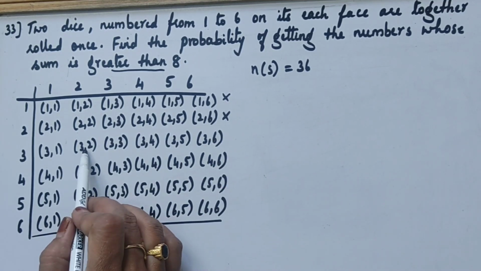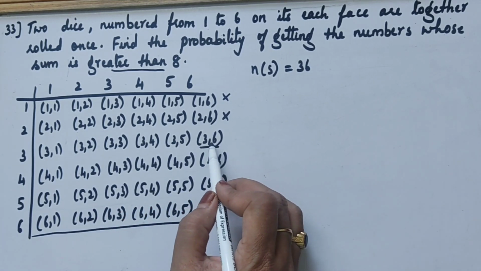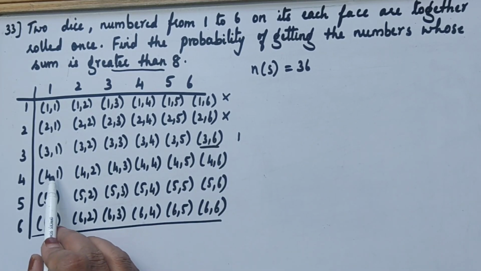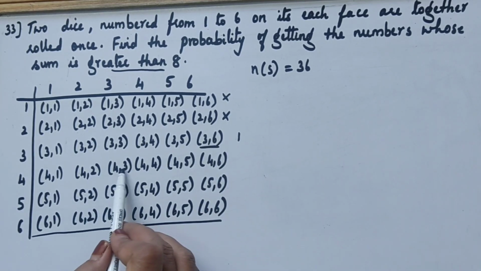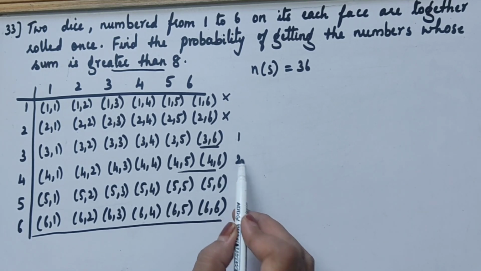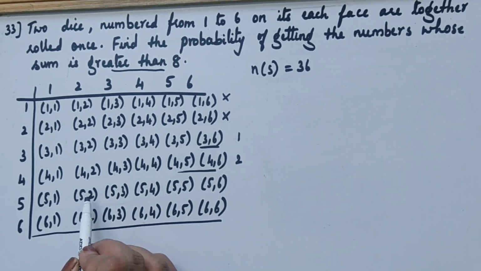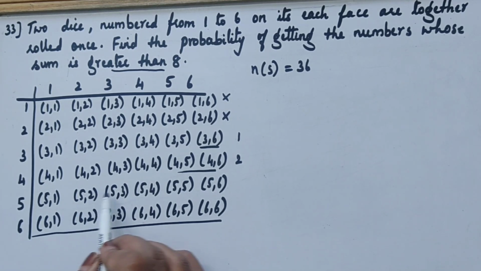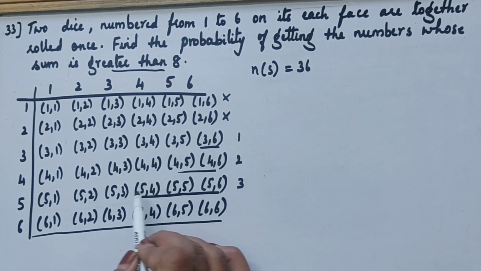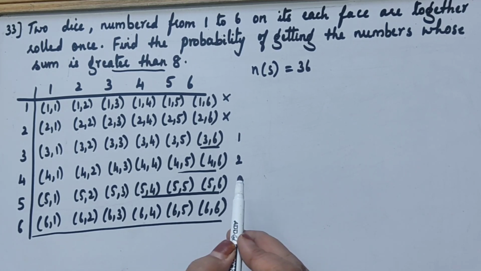3 plus 1, 4, 5, 6, 7, 8. So we get one number which is more than 8. We got only 1. 4 plus 1 is 5, 6, 7, 8. So more than 8 will be these two. So we have got 2 in number. 5 plus 1 is 6, 5 plus 2 is 7, 8. Now from here onwards we got 3 which are more than 8 here.